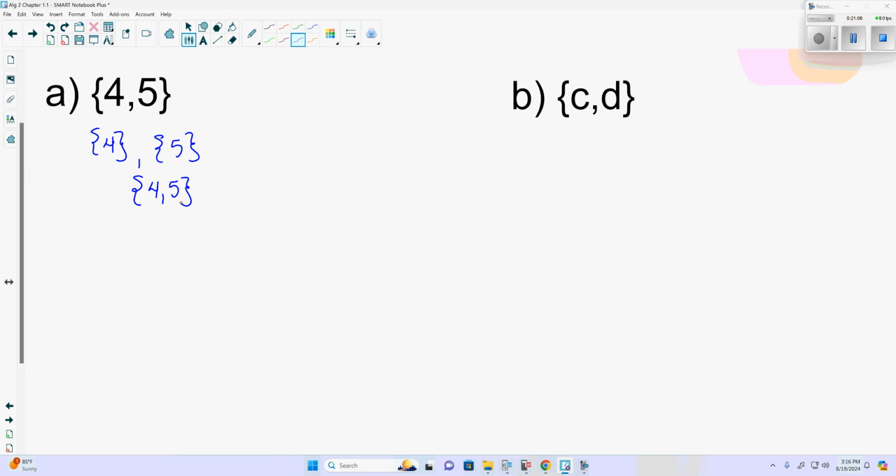So for our two elements, 4, 5, we have the set containing 4, the set containing 5, and the set containing 4, 5. So there are 3. How about the next one?